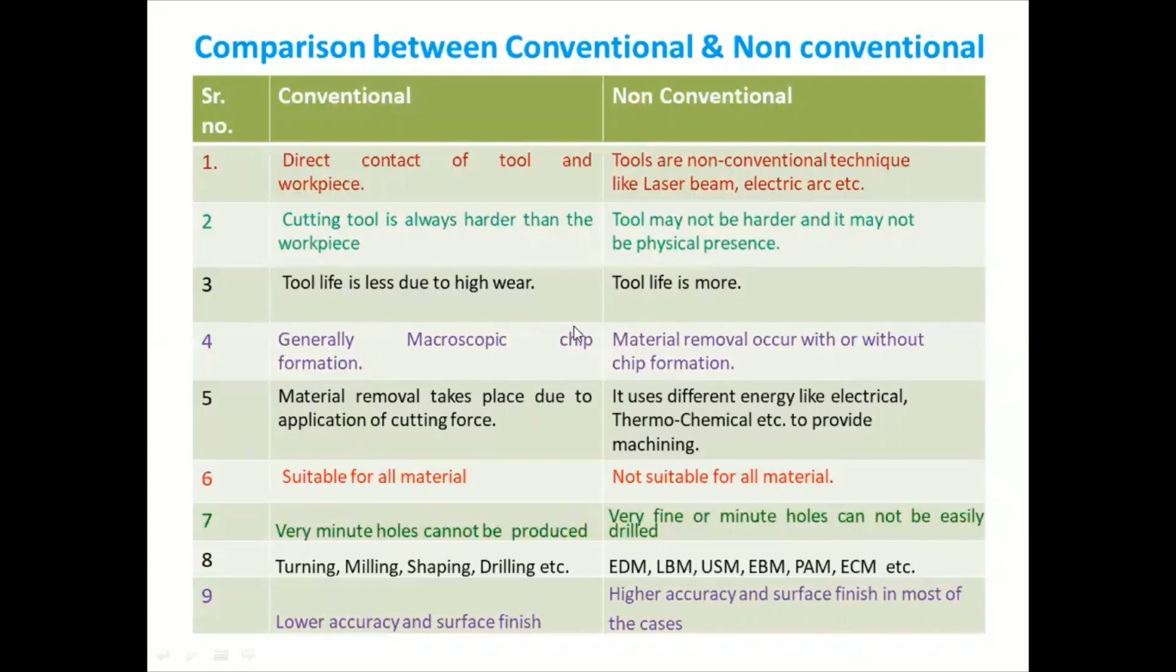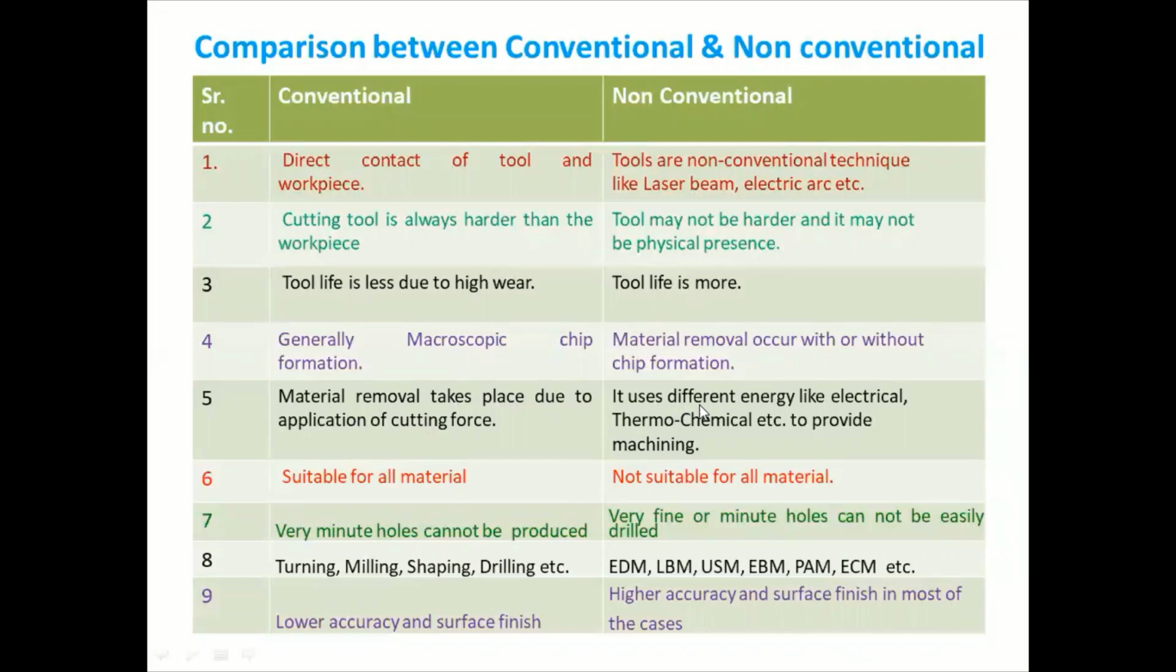Generally, conventional machining involves macroscopic, thick chip formation, while material removal in non-conventional processes occurs with or without chip formation. In conventional machining, material removal takes place due to the application of cutting force. For example, in the lathe machine we use a single point cutting tool, and that force is applied on the workpiece to remove the material.